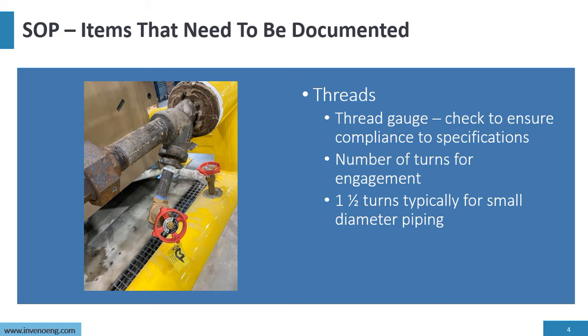Understand the number of turns for engagement. There are guidelines for that. Typically, 1.5 turns for a small diameter pipe, the thread does engage.